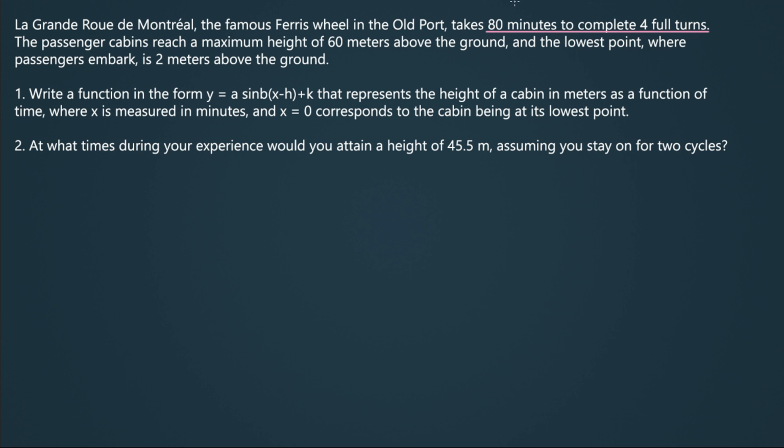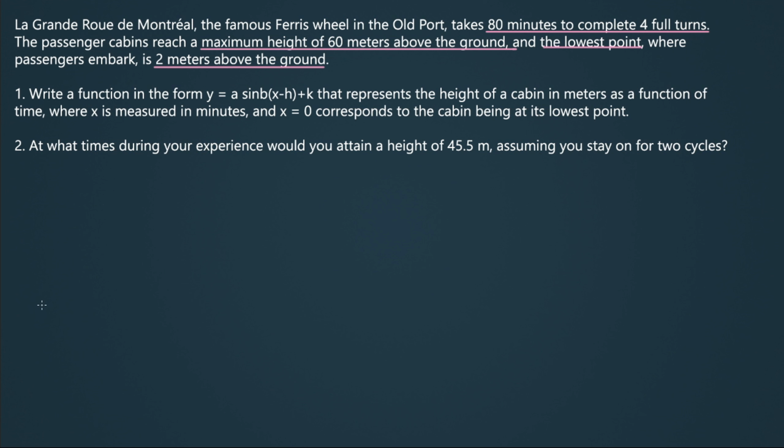The passenger cabins reach a maximum height of 60 meters above the ground, and the lowest point where the passengers embark is 2 meters above the ground. So question 1 wants us to write a function in the form y equals a sine b(x minus h) plus k that represents the height of a cabin in meters as a function of time, where x is measured in minutes and x equals 0 corresponds to the cabin being at its lowest point.